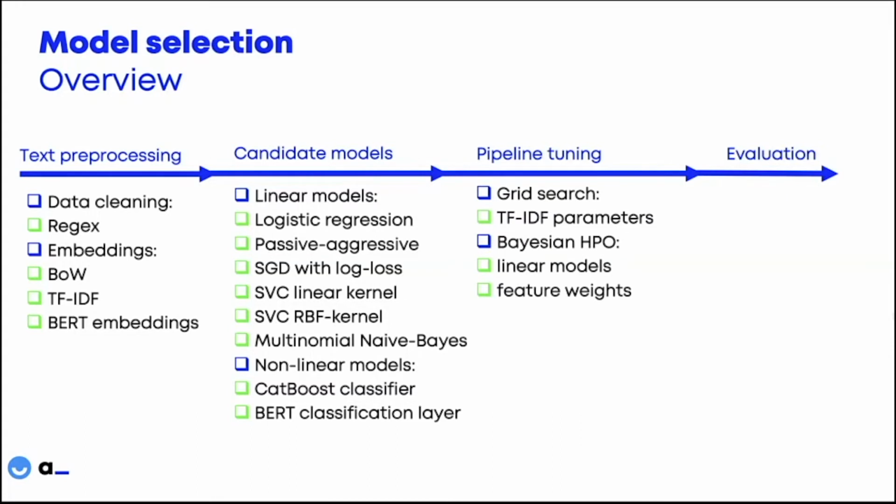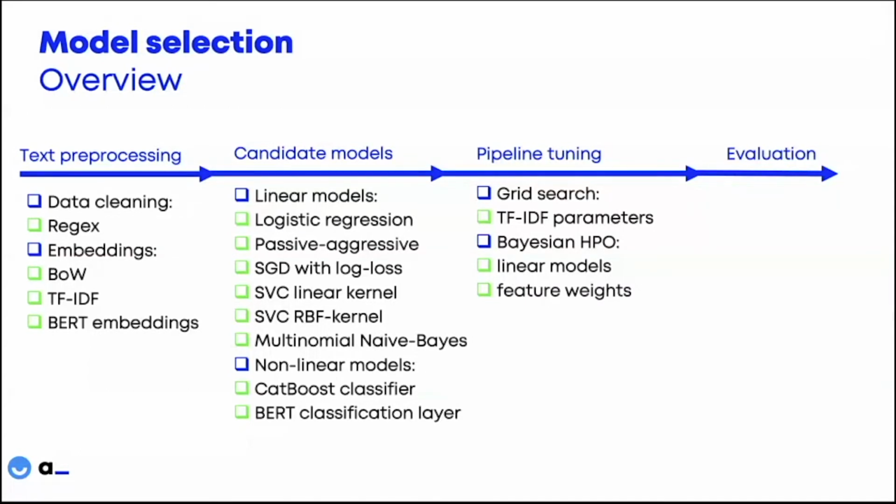For the models, we had experiments with models from the linear family: logistic regression, passive-aggressive, SGD, SVC, and multinomial Bayes. And as well, we tried nonlinear models. We tried the CatBoost classifier and the BERT model with a classification layer.